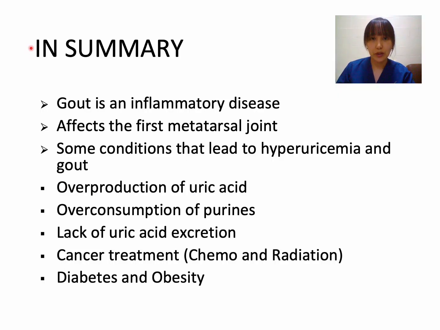In summary of what we have discussed so far, gout is an inflammatory disease which typically affects the first metatarsal joint. Uric acid precipitates and forms urate crystals that deposit into the joints, causing inflammation and pain. Some conditions that lead to hyperuricemia and gout include overproduction of uric acid, overconsumption of purines, lack of uric acid excretion, cancer treatments such as chemotherapy and radiation, and some conditions like diabetes and obesity.